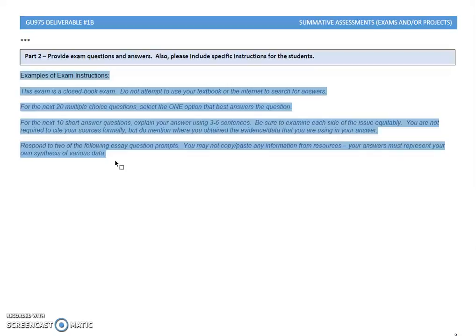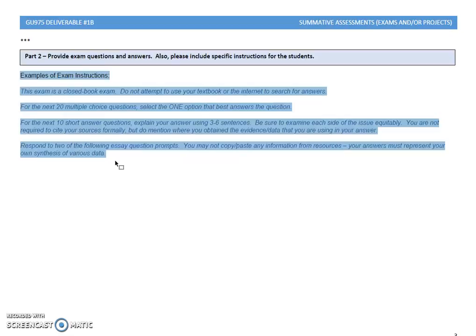let's say, your short answer questions. For the next 10 short answer questions, explain your answer using 3 to 6 sentences. Be sure to examine each side of the issue equitably. You are not required to cite your sources formally, but you do mention where you obtained the evidence or the data that you're using in your answer.